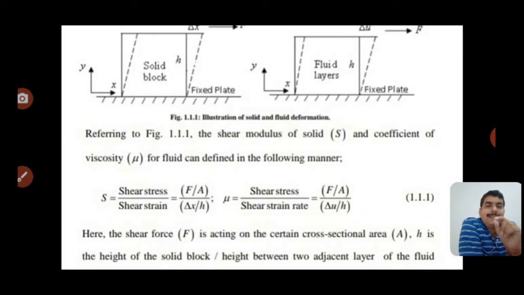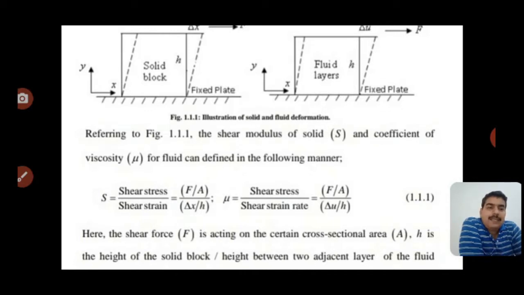Now S is equal to the shear modulus of the solid. S is equal to shear stress upon shear strain. The shear stress is force upon cross sectional area, the transverse direction of area. The shear strain is the change in dimension, the change in distance, that is the lateral strain. Delta x upon h is the lateral strain.